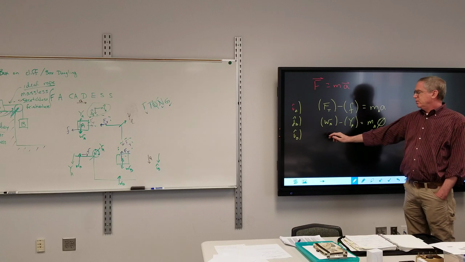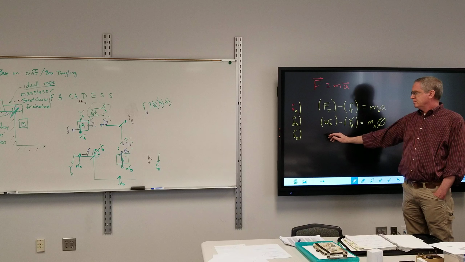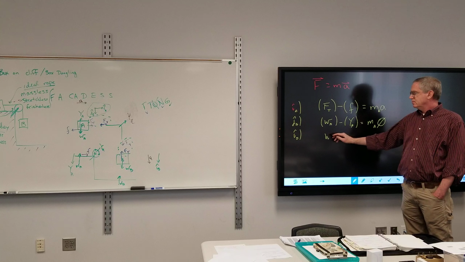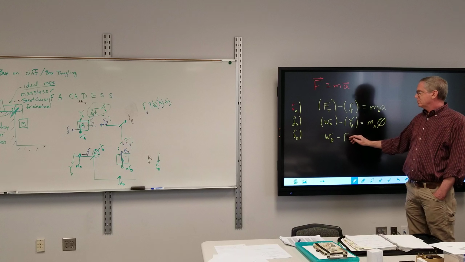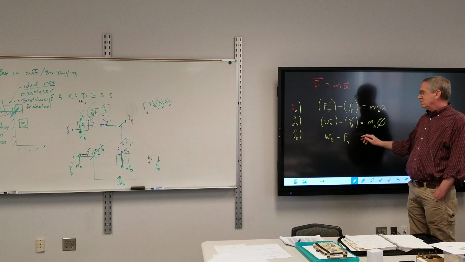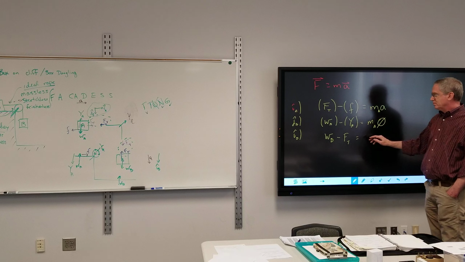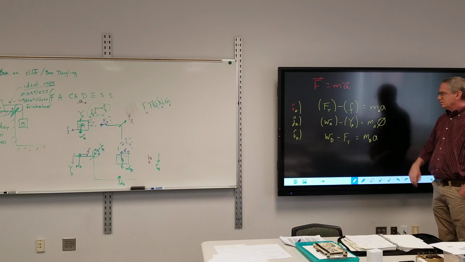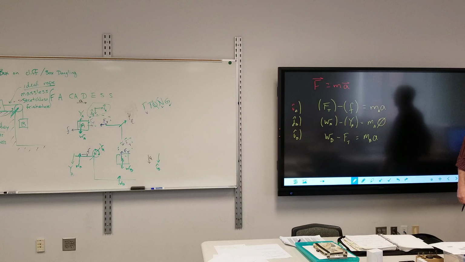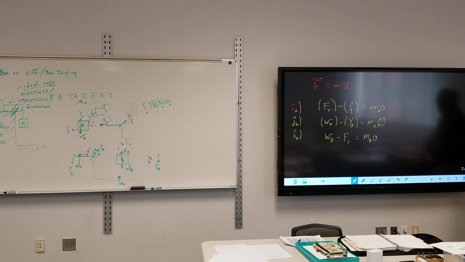All right, down here, what is this equation going to be? Weight minus the tension is equal to mass B times acceleration. Equations of motion, done.